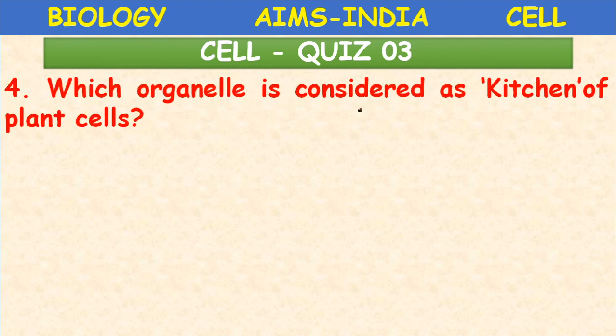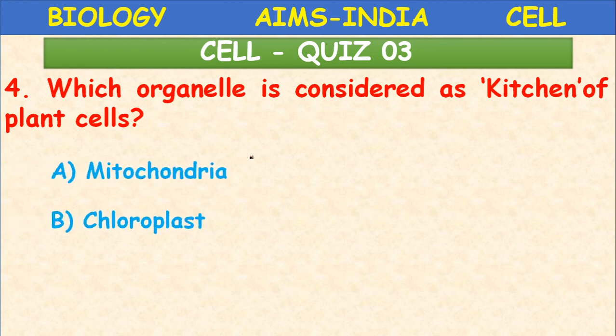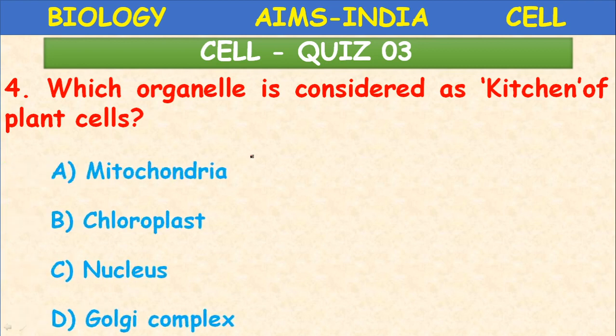Which organelle is considered as kitchen of the plant cells? Mitochondria, chloroplast, nucleus, Golgi complex. What is the meaning of kitchen? Preparation of food takes place in that. So, in which part of the cell does the preparation or synthesis of food occur? Yes, chloroplasts. Chloroplasts are called kitchen of plant cells.